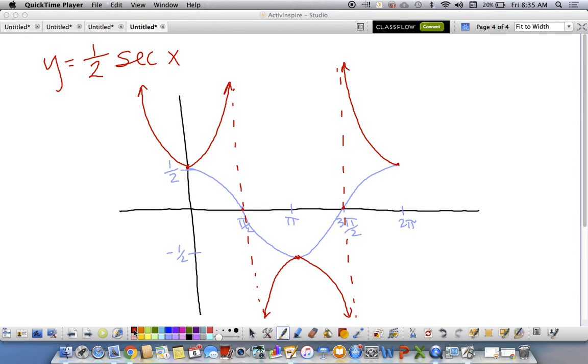Again, we have increasing, so it has to be decreasing. And I just want to draw the rest of that parabola too. But technically, cosine over one period is that. So secant over one period is just this red function.